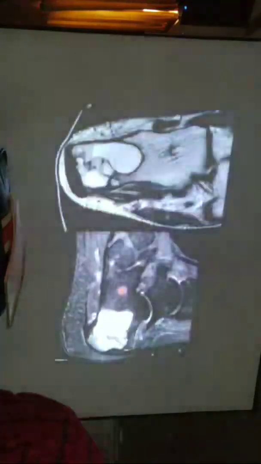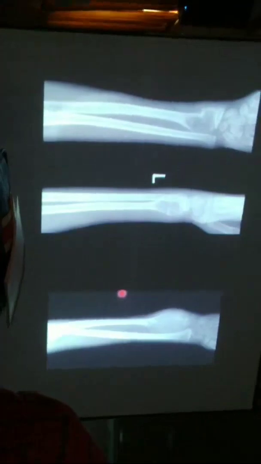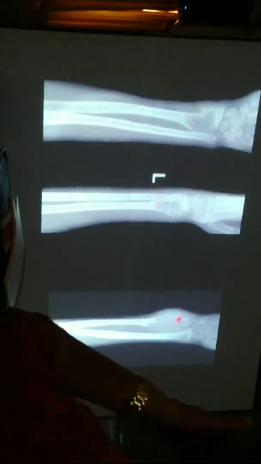This was an ABC in the calcaneum. So there are various lesions which can show a secondary ABC formation. So for example, this is a primary ABC. What about this one? This is again a telangiectatic osteosarcoma.